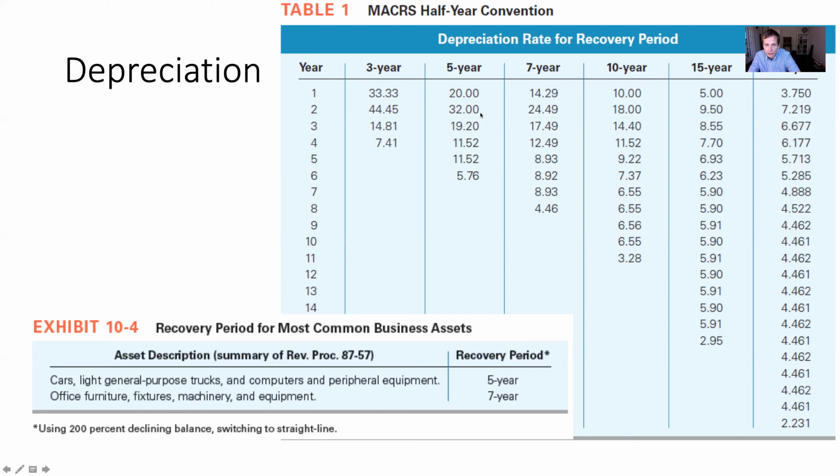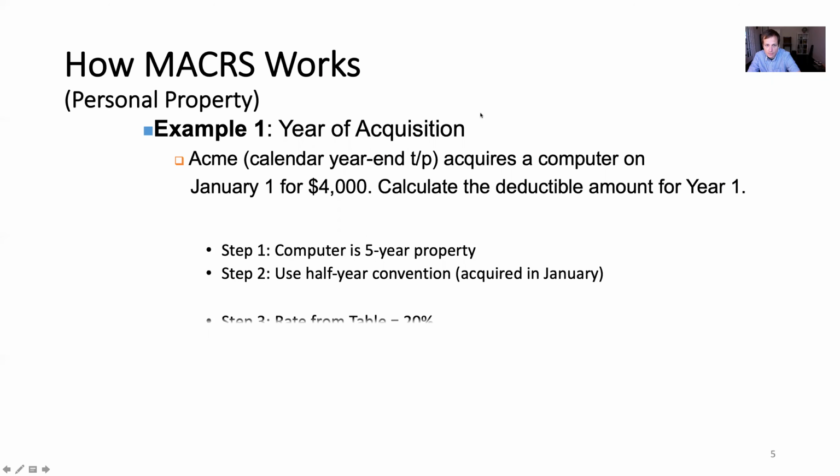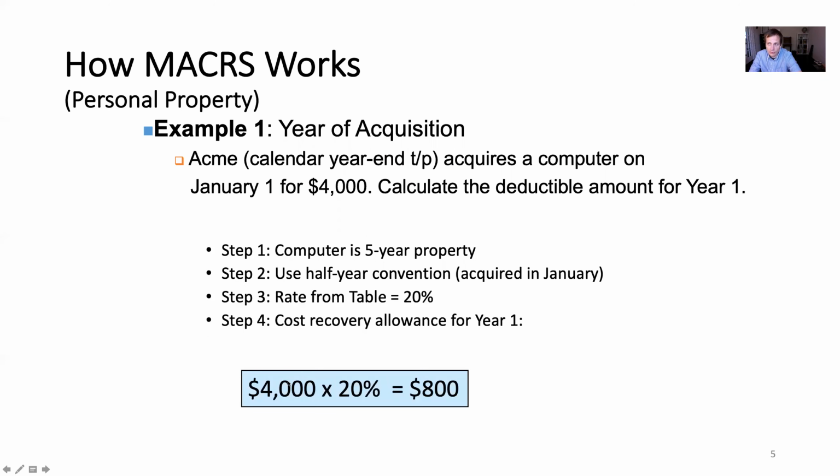It's going to be 32% times $4,000. I'm not feeling very smart today, so I'm going to use a calculator. That would be $1,280 for year 2. It's nice and simple.